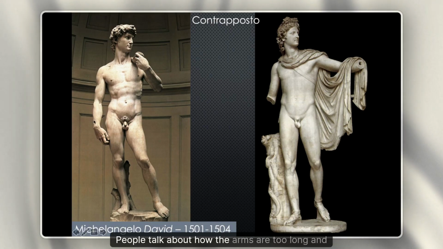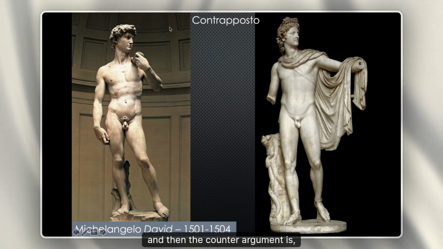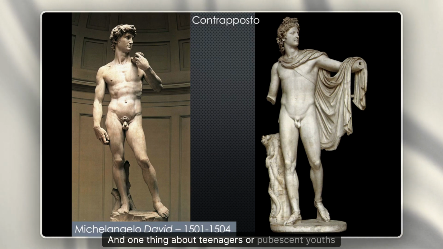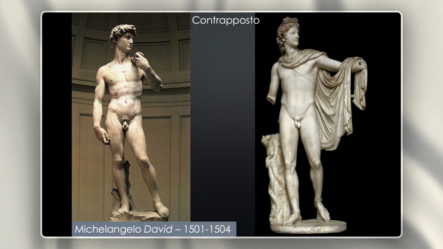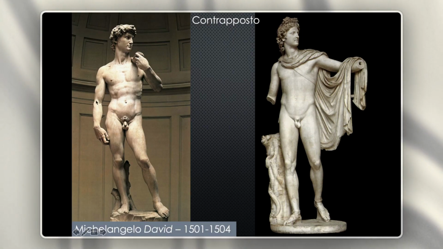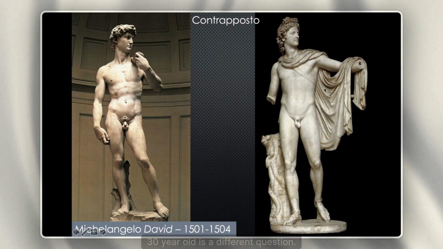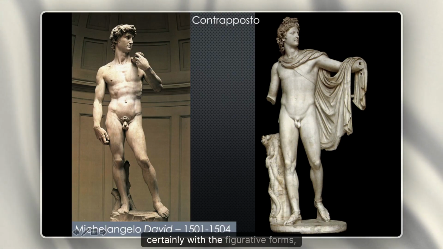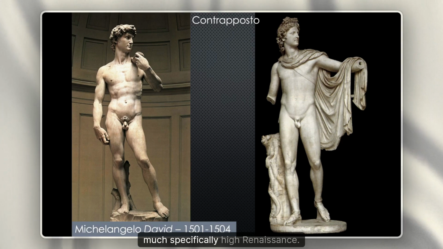People talk about how the arms are too long and the hands are too big and the feet are too big. And then the counter argument is David was supposed to be a youth. And one thing about teenagers or pubescent youths is their arms and hands and feet are too big because they grow faster than the rest of your torso height. So he's probably perfectly proportioned for being like a mid to late teen. Whether or not you can get the muscle definition of a 30-year-old is a different question. But I think you can see here, certainly with the figurative forms, some of his inspiration, yet some of it is very much specifically High Renaissance.